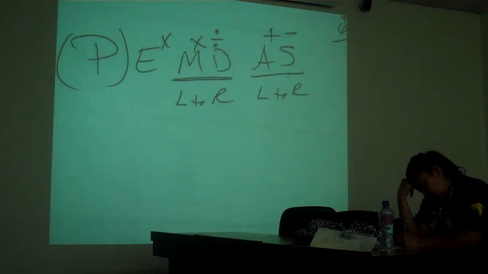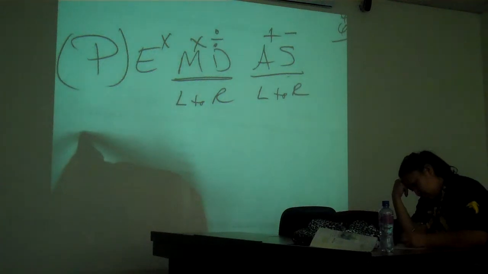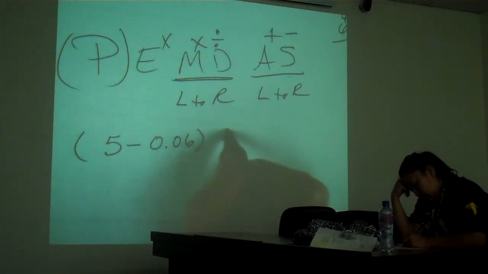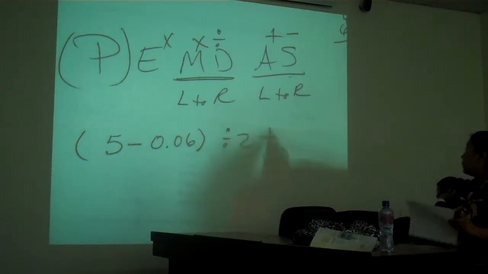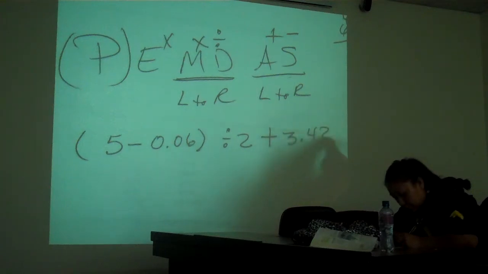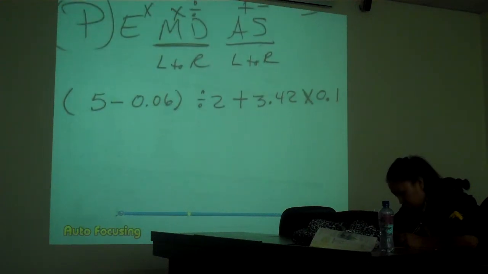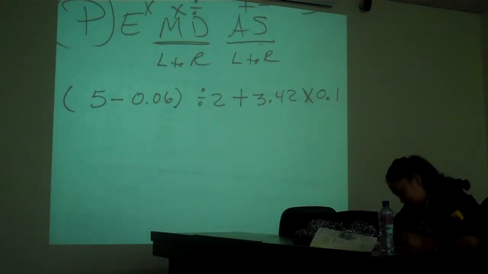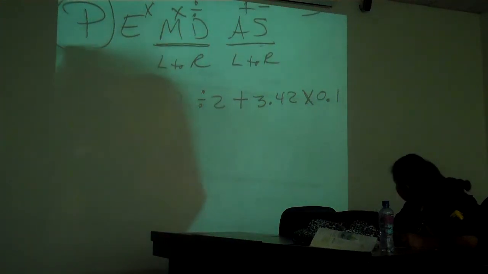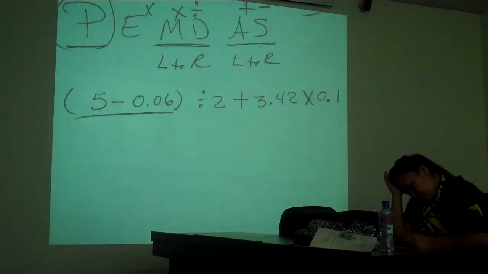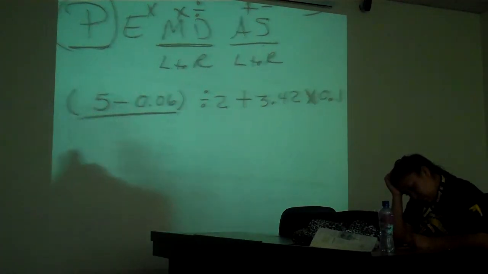Order of operations. Let's say you have a problem: 5 minus 0.06, divide that by 2, add 3.42 times 0.1. Okay, don't let it freak you out that it's long. Let me shrink it a little bit. There we go. Just start out with the first thing, parentheses. Okay, 5 minus 0.06. So let's do that.